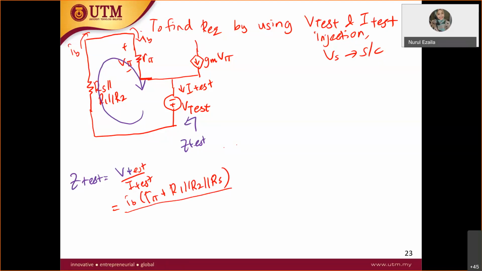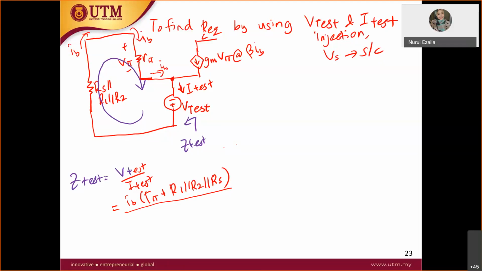So what will be the I-test? I-test is the total current here. It is actually equal to beta IB, because it is at the collector node. Therefore, I-test is the total current at this node. What are the currents in here?